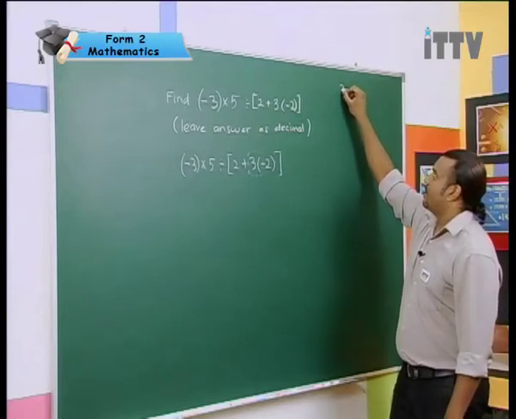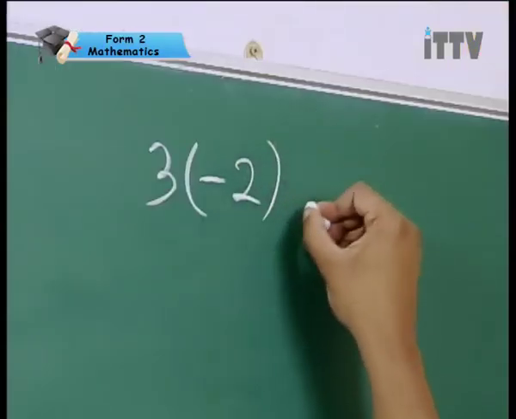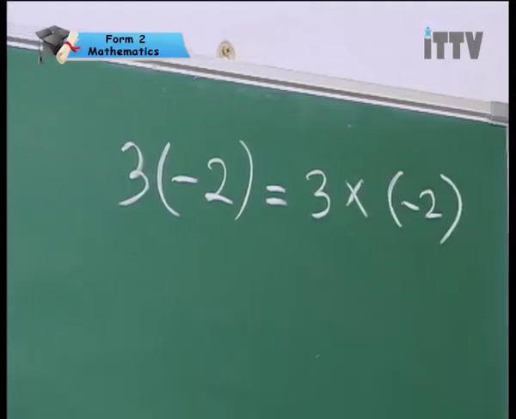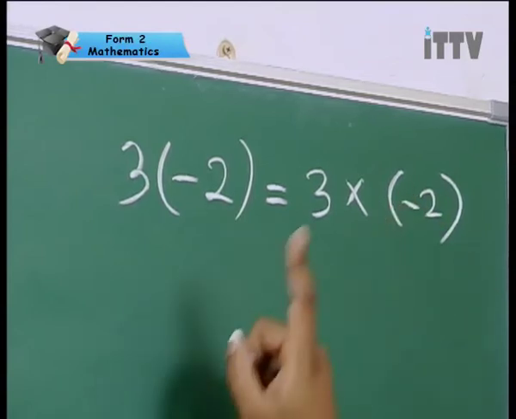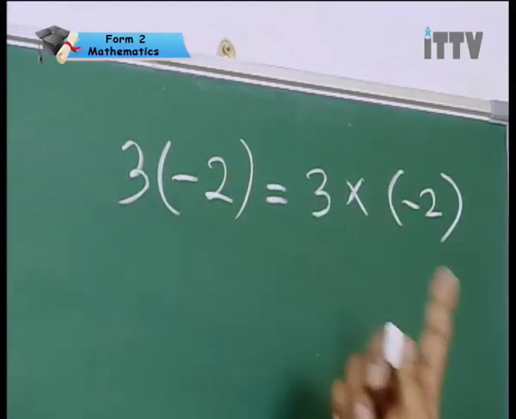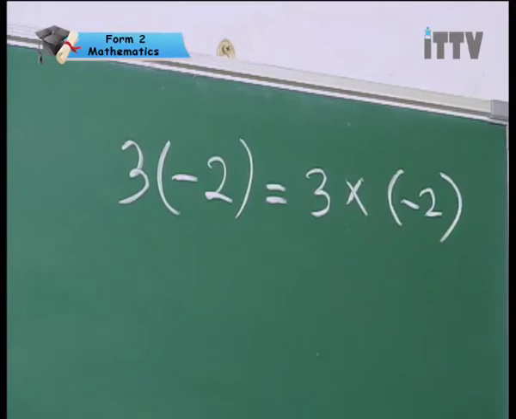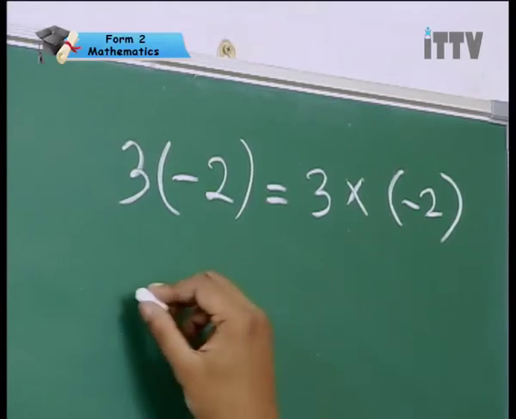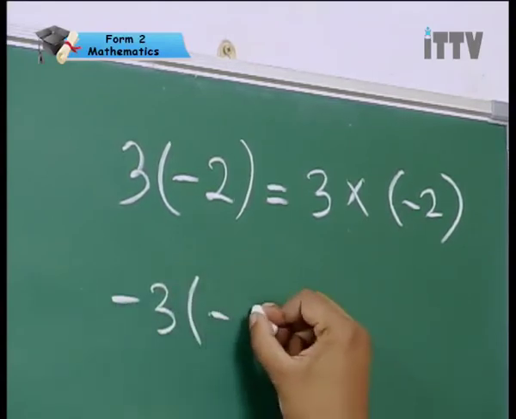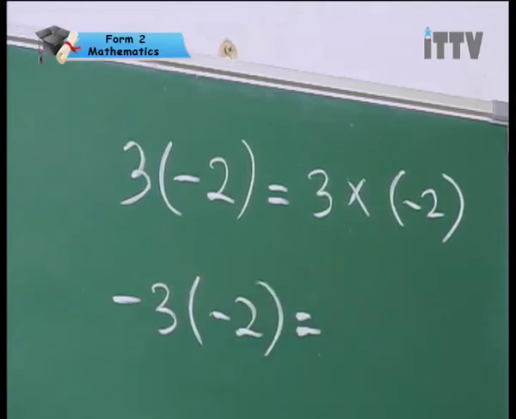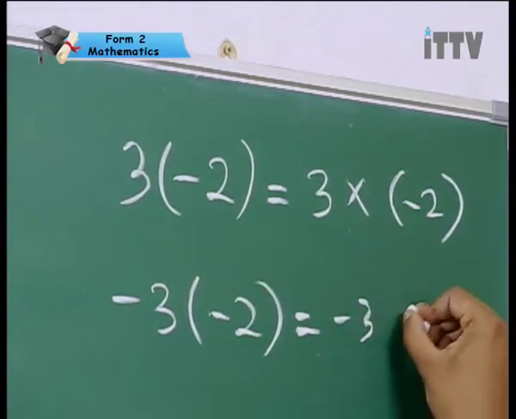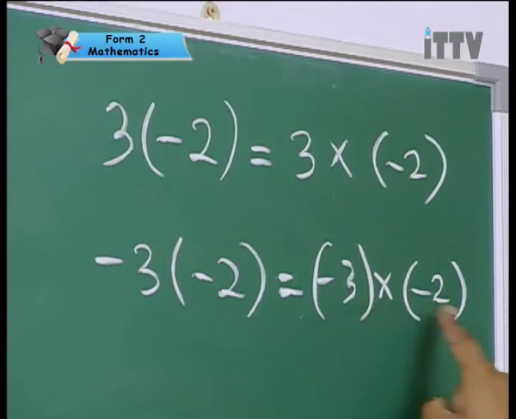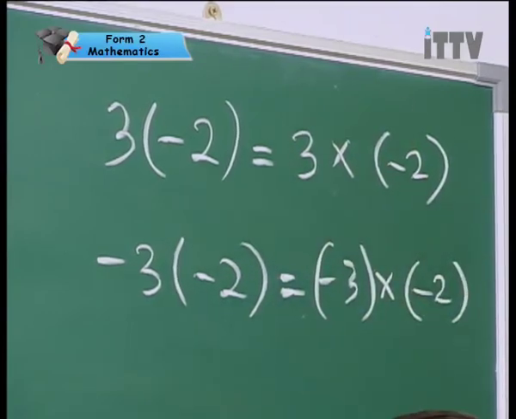If I give you 3 bracket negative 2, this simply means 3 multiplied by negative 2. Okay, so that's why, remember just now when there was a positive bracket negative, what we did was positive multiplied by negative. So that same principle applies here. Let's try one more now. Negative 3 bracket negative 2. Now what does this mean? It simply means negative 3 multiplied by negative 2, right? So now you understand what it means already. Let's get back to the question.